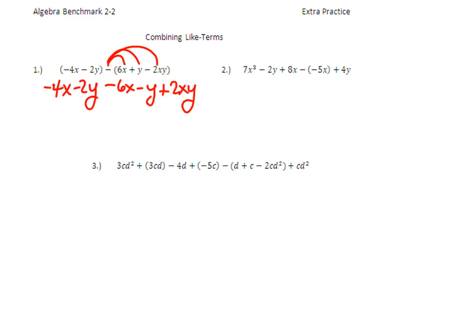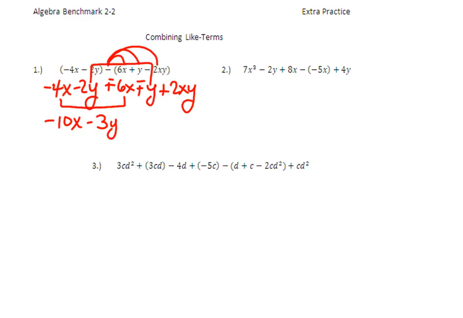The parentheses don't affect the first part of that problem. And then simply combine the stuff that looks the same. We have x's here and x's here. So I have negative 4x minus 6x, or plus negative 6x if you prefer, is negative 10x. And we have the y's we can combine. So negative 2y minus y is minus 3y.